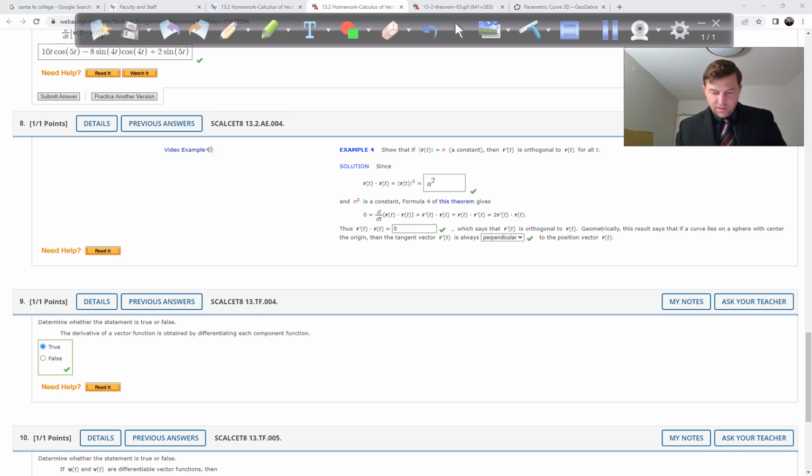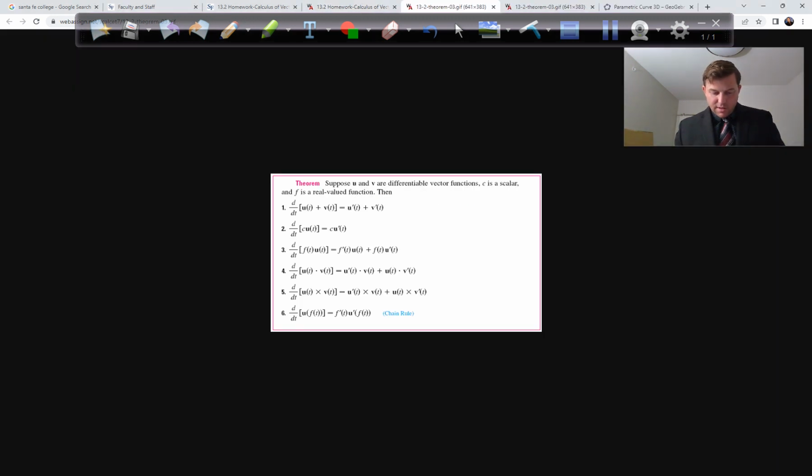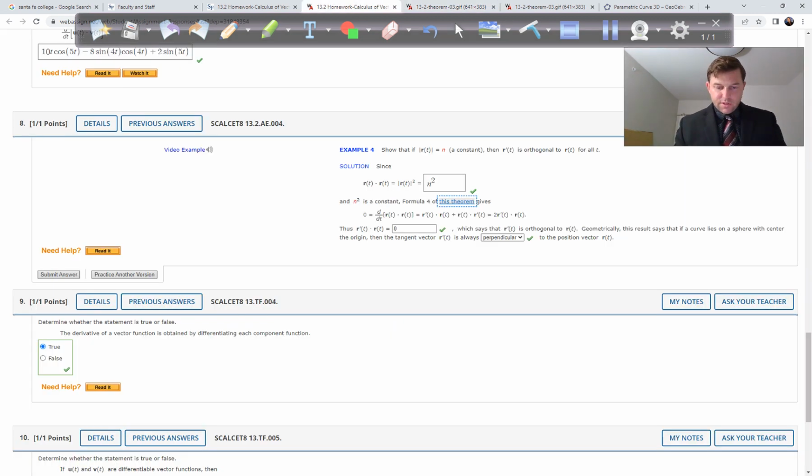Then it says formula 4 of this theorem. I think we just saw that one. Yeah, it's the same one. If you take a derivative of a dot product, you take the derivative of the first dotted with the second left alone, plus the first left alone dotted with the derivative of the second. So we definitely just used that one. Then the derivative of r(t) dot r(t) should be r'(t) dotted with r(t) left alone, plus r(t) left alone dotted with r'(t). But these are the exact same, and order doesn't matter in dot product. So this is the same as having 2 of the derivative function dotted with the original function.